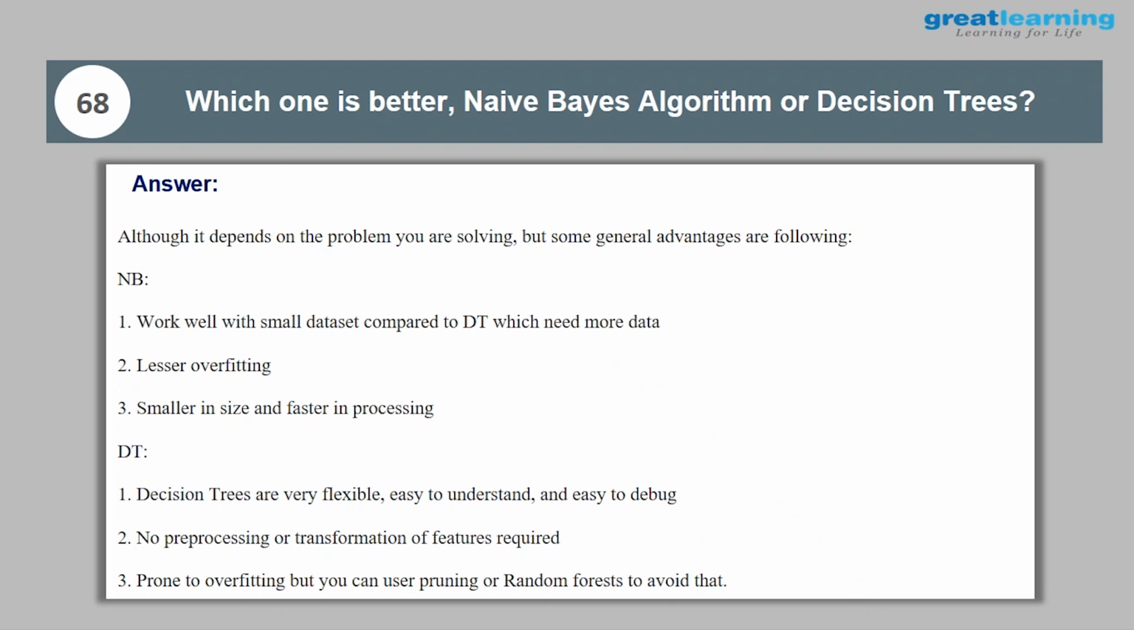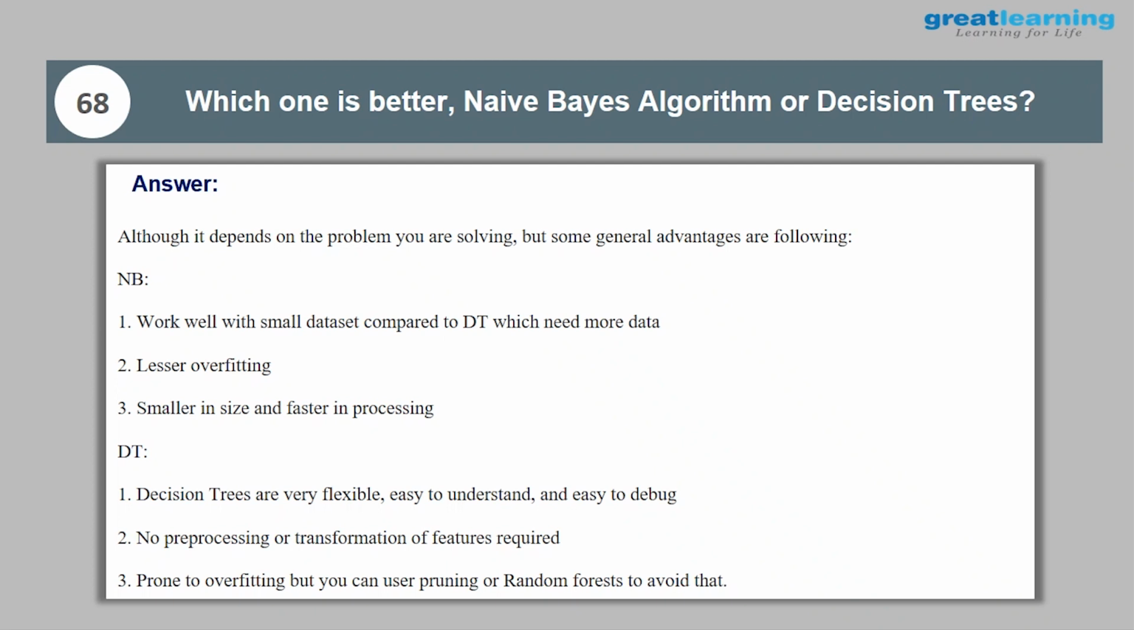Now let's have a look at which one is better, the naive Bayes algorithm or the decision tree. Although it depends on the problem you are solving, some general advantages for naive Bayes are that it works well with a small dataset compared to DT, which needs more data. The DT is basically the decision tree. Lesser overfitting, I already explained what overfitting is, smaller in size and faster in processing.